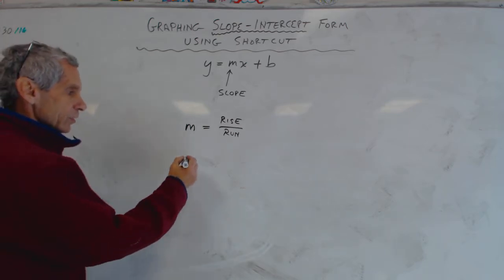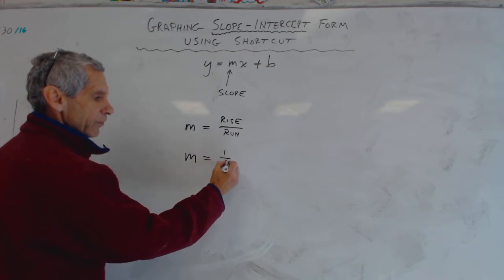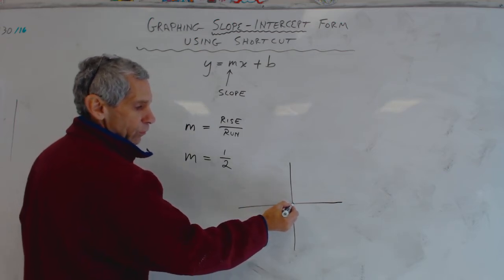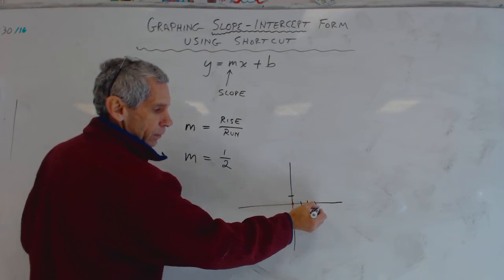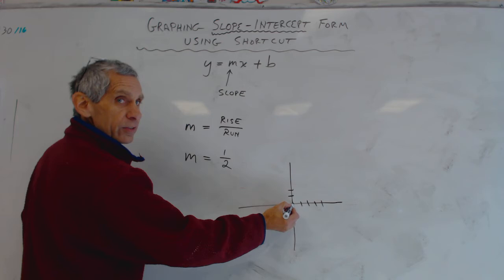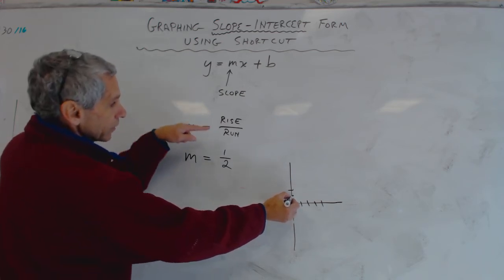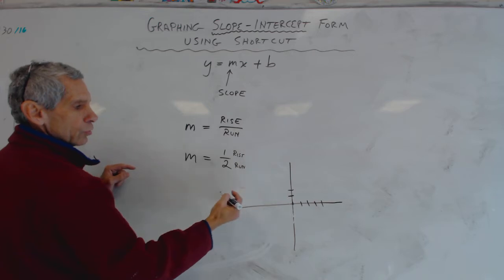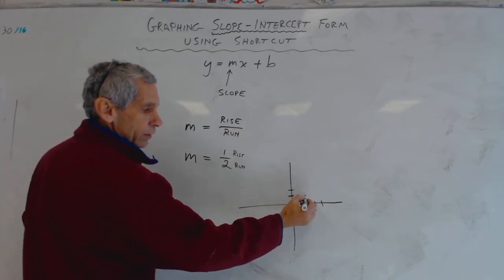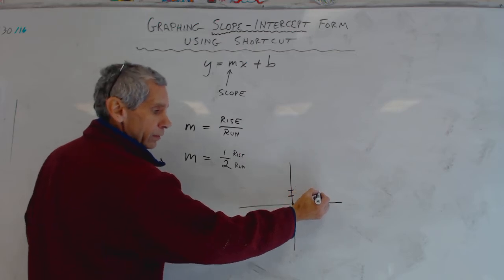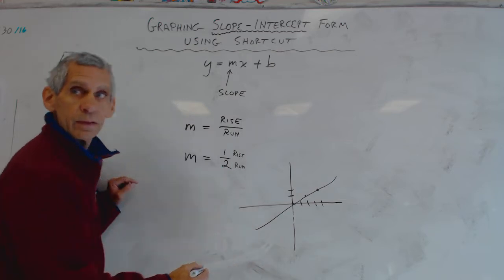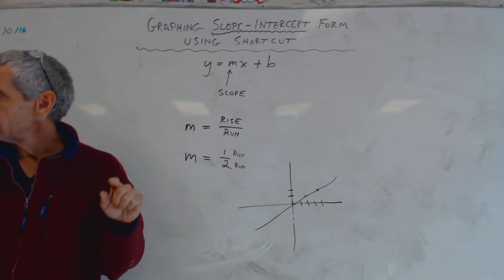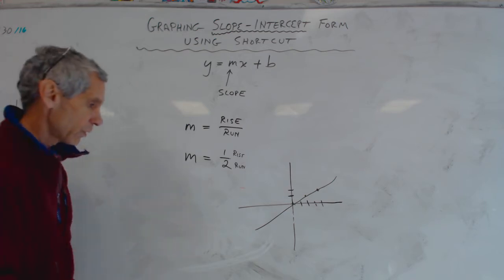If I said the slope was 1/2 on a graph, let's say I started at 0, 0. I would rise 1 because it says the slope is 1/2. That means I rise 1 and I run 2, and I put a dot. Then I'd rise 1 again and run 2 and put a dot. Okay? And I could draw a straight line. So that's what slope is. Does that make sense? Slope is measured as rise over run.